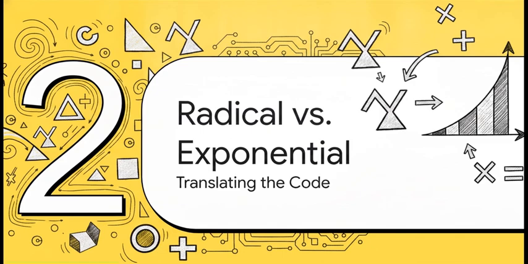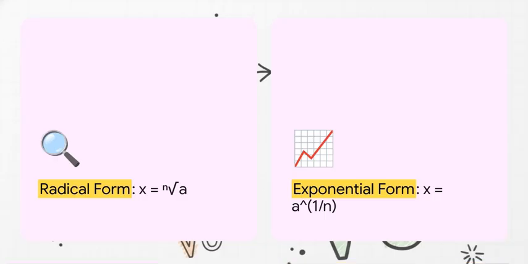Section 2, radical versus exponential forms. Okay, check this out. On the left, we've got the radical form, x equals the nth root of a. Now, on the right, we have the exponential form, x equals a to the power of 1 over n. I really want you to burn this visual into your memory because here is the ultimate secret. These two equations, they mean the exact same thing. Seriously, there is zero mathematical difference between them. The radical sign is literally just a visual code for a fractional exponent. If you have an index of n, it just becomes a denominator of n in a fraction, right up there in the exponent. Once you realize that radicals are just fractions in disguise, the whole system just unlocks.